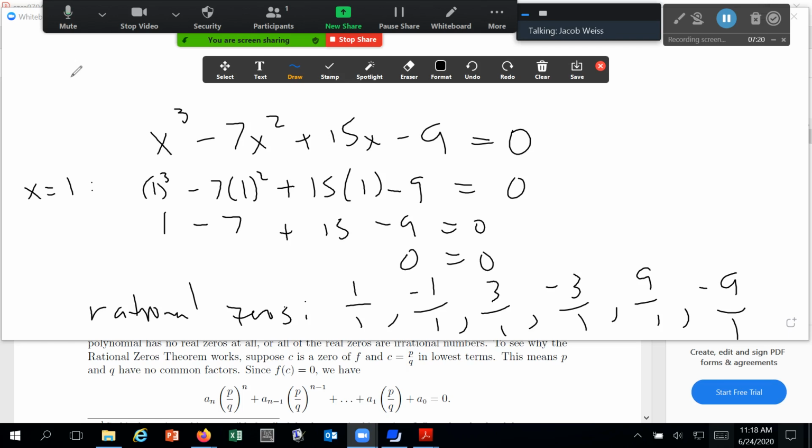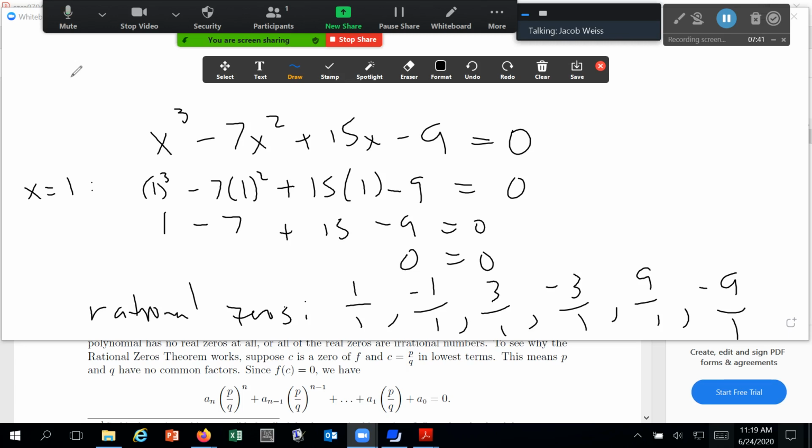Because 1 minus 7 is negative 6, plus 15 is 9, minus 9 is 0. So we get a true statement. So therefore, x equals 1 is a solution. It is a rational 0. So we're doing good. We have 1, and really that's all we need in this problem.